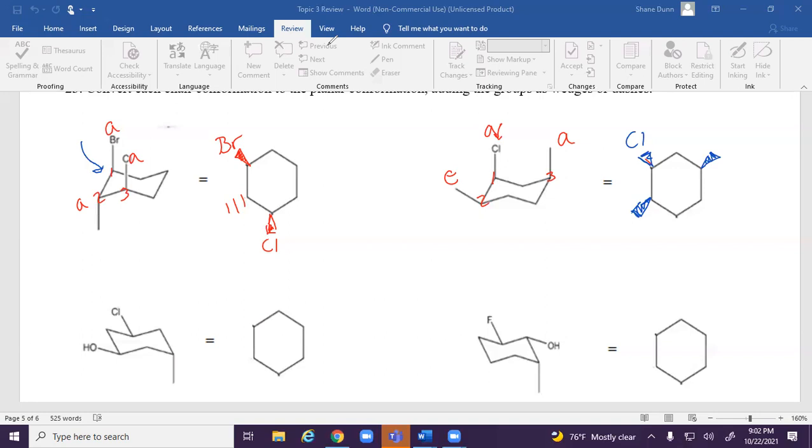Jocelyn, ready? What do you got here? Which one to start with? What's heavier, chlorine or oxygen? Chlorine, 1. How far away is the oxygen? Two away, so that's 1,3. Correct? How far away is this methyl group from the chlorine? So it's 1,3, 1,3.